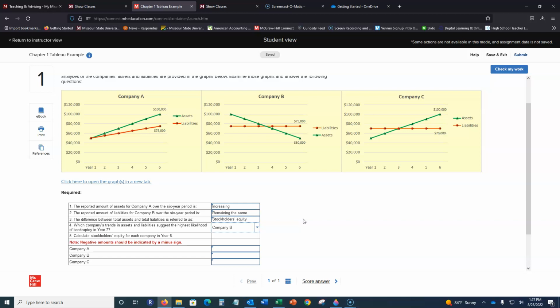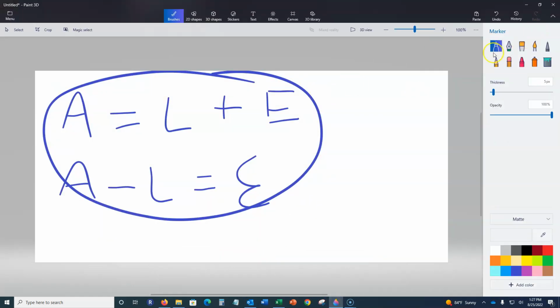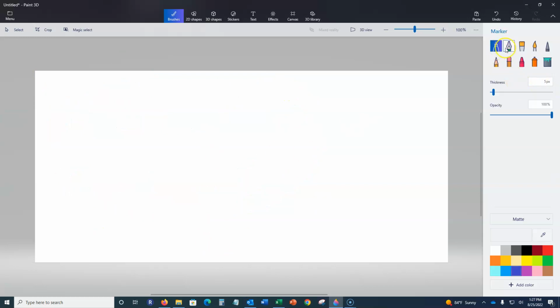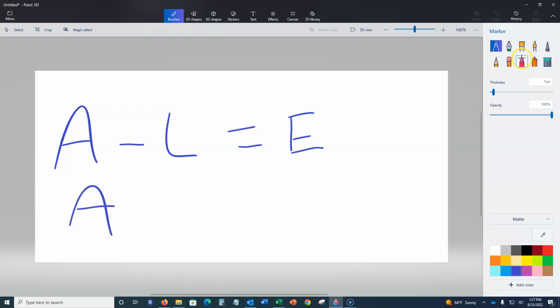Okay. Now we're going to calculate stockholders' equity for each company in year 6. So what do we need to know to calculate equity? They don't give it to us. We've got to calculate it, right? Well, what do we know about equity? We know that assets minus liabilities equals equity. Or conversely, we could say assets equal liabilities plus equity, right? So we know those things, and we can use them to solve.